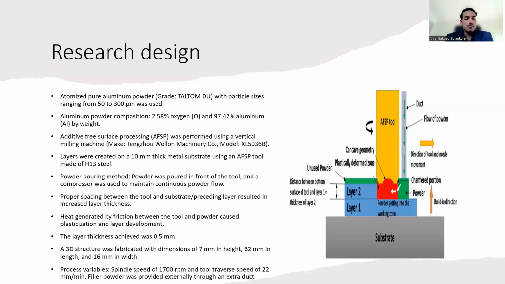And the 3D structure was fabricated with dimensions of 7 mm in height, 62 mm in length, and 16 mm in width. Process variables are spindle speed 1700 rpm, and tool traverse speed 22 mm per minute. Filler powder was provided externally through the extra duct.